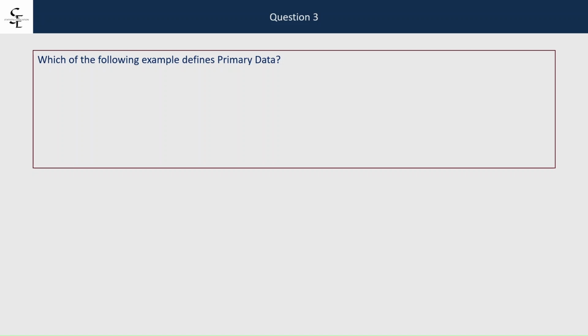Which of the following examples defines primary data? A. Books, B. Website, C. Government publications, D. Feedback of customer to the hotel. Pause the video to think about your answer.